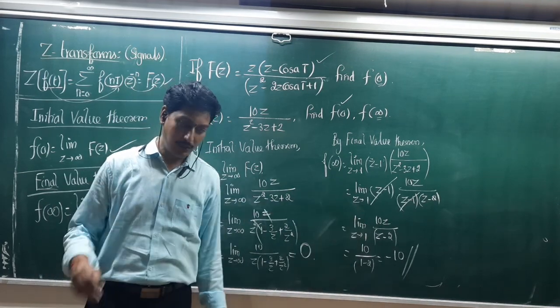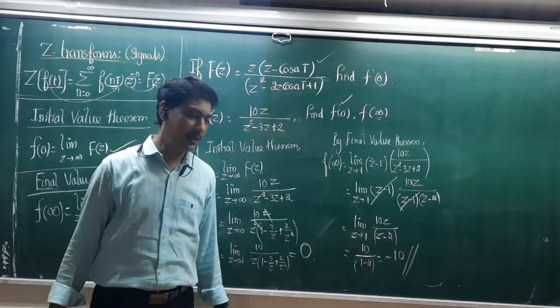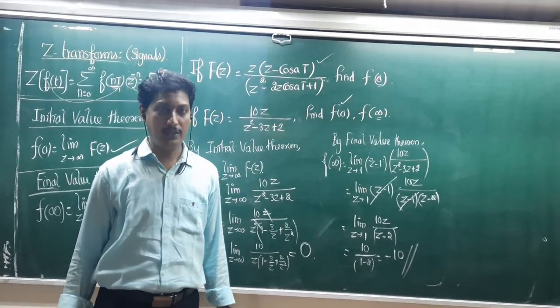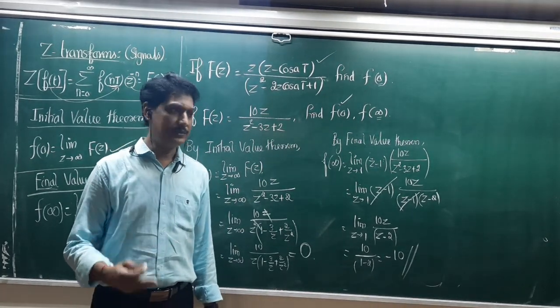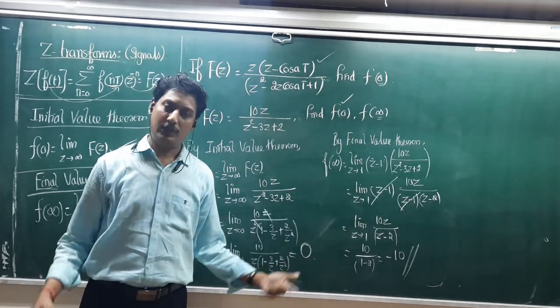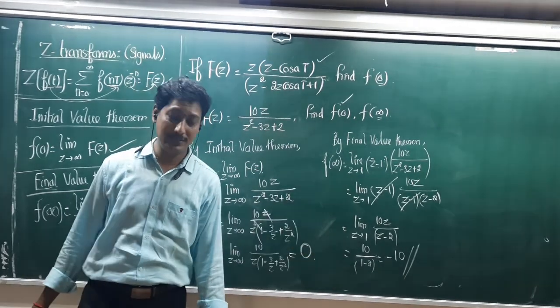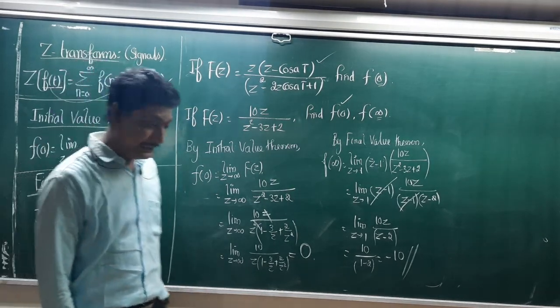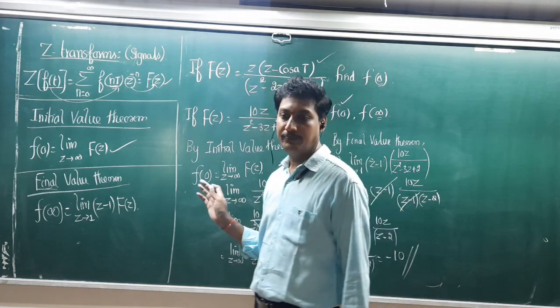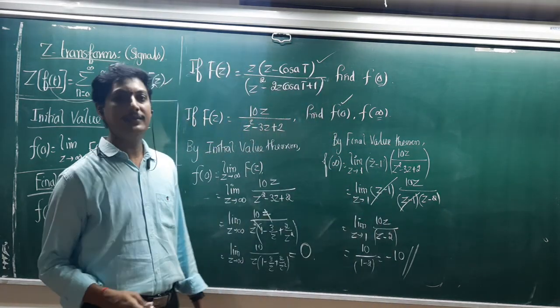This looks like the Cauchy's residue theorem method. When getting the residue of f of z at the pole z equal to a, the corresponding pole term will cancel. The same concept here: z minus 1 gets cancelled. Then apply the limit, and you will get the answer. This is minus 10. So this is the application of the initial and the final value theorem. I hope everyone understands this concept.